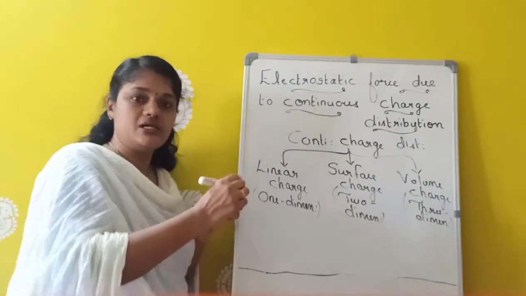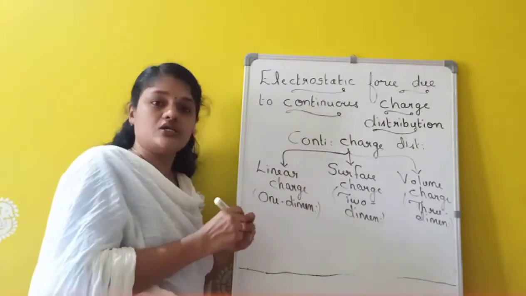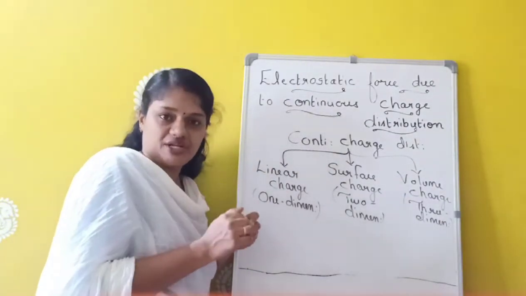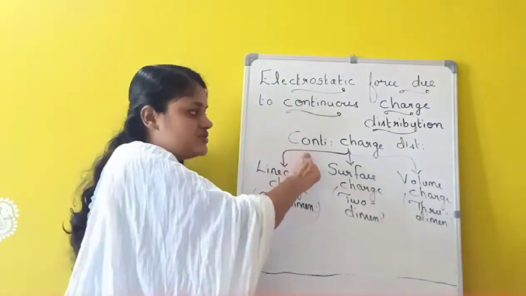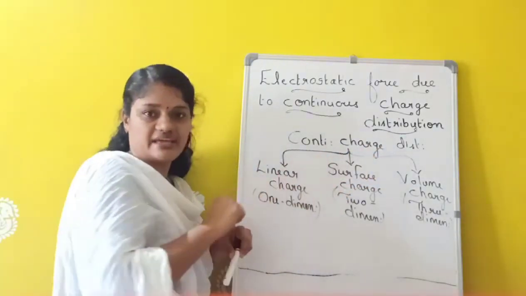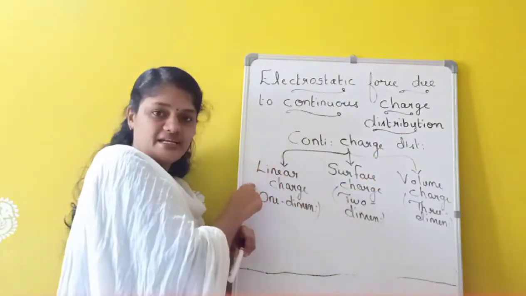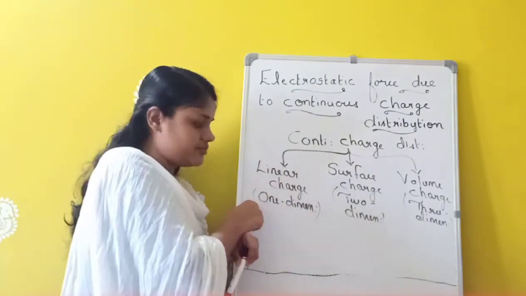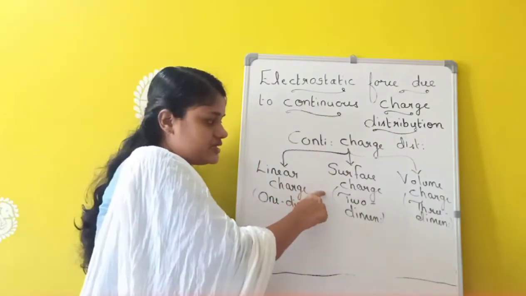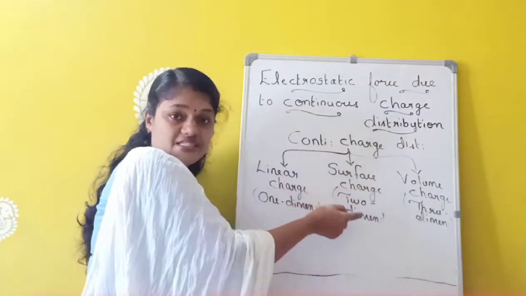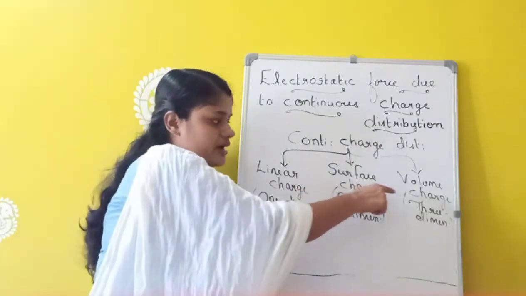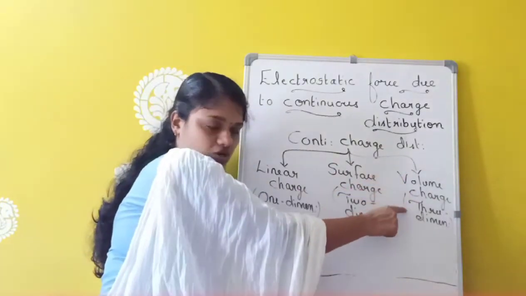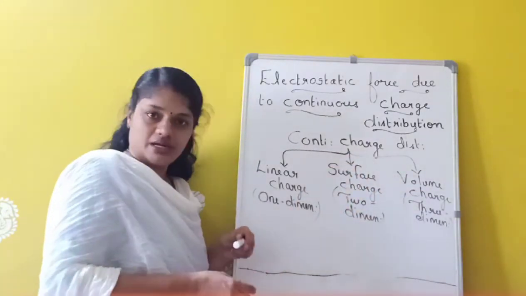So the region or area in which charges are closely spaced is said to have a continuous charge distribution. And this continuous charge distribution we can classify into three categories. First one is linear charge distribution, or one-dimensional charge distribution. Second one is surface charge distribution, or two-dimensional charge distribution. And third one is volume charge distribution, or three-dimensional charge distribution.